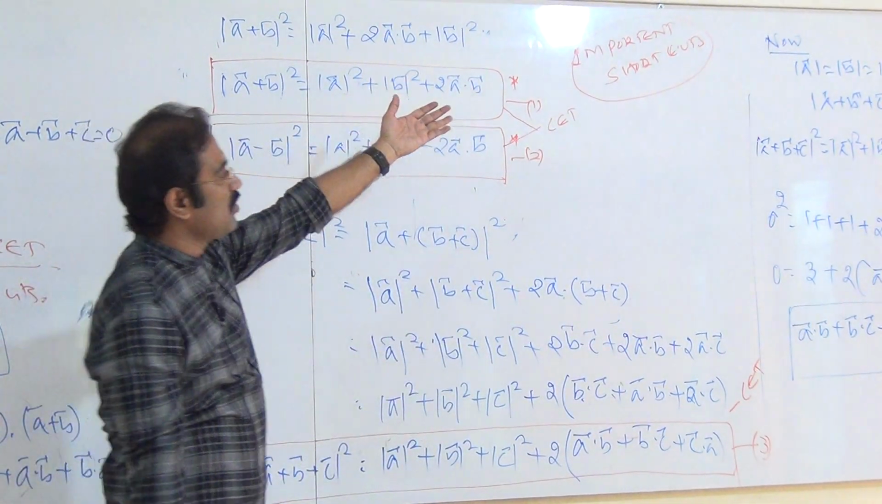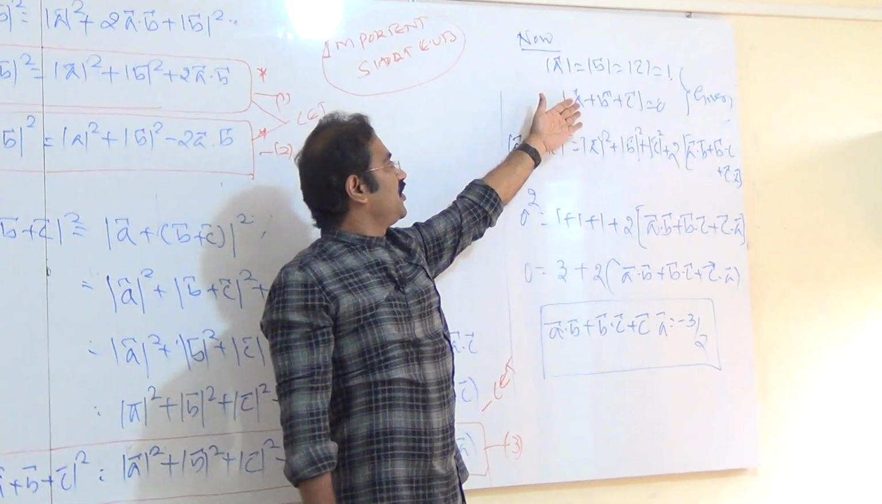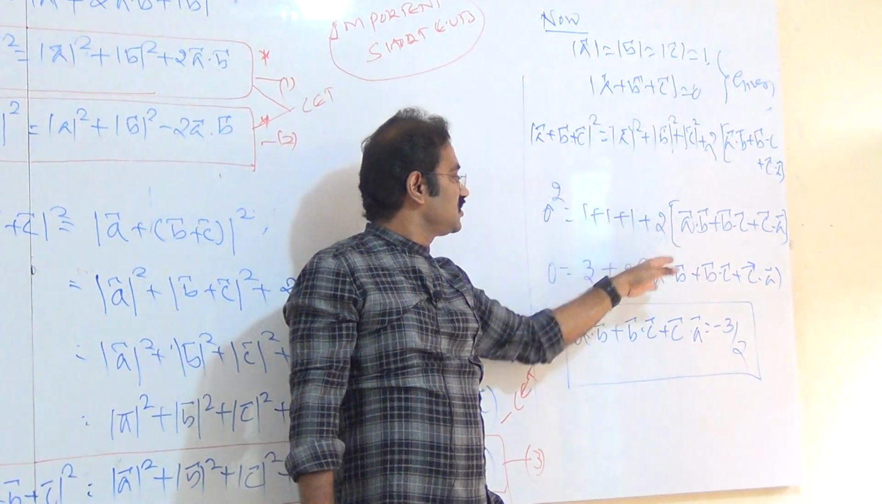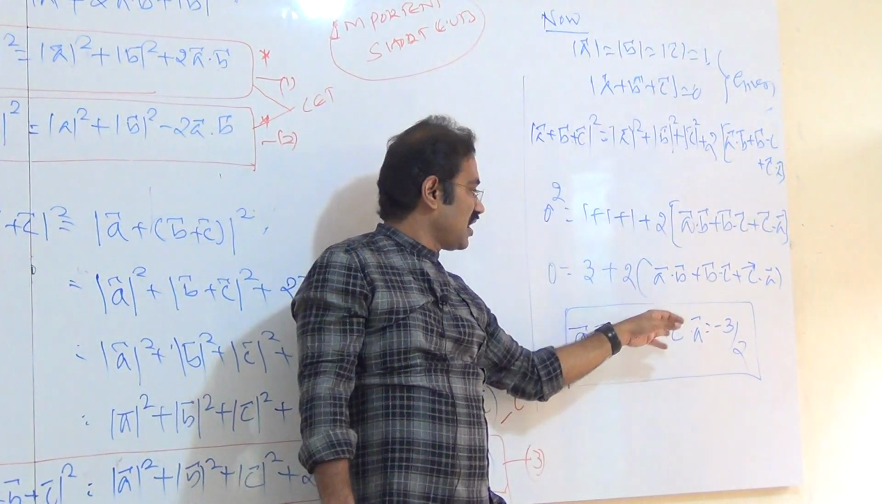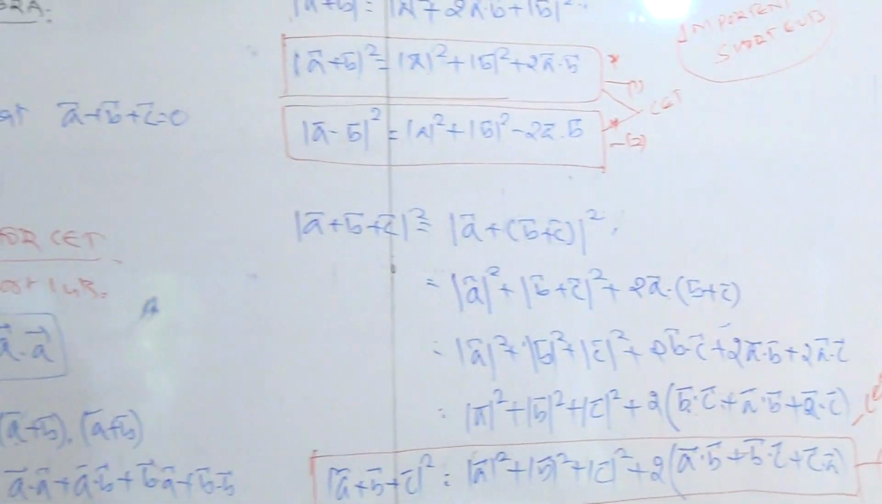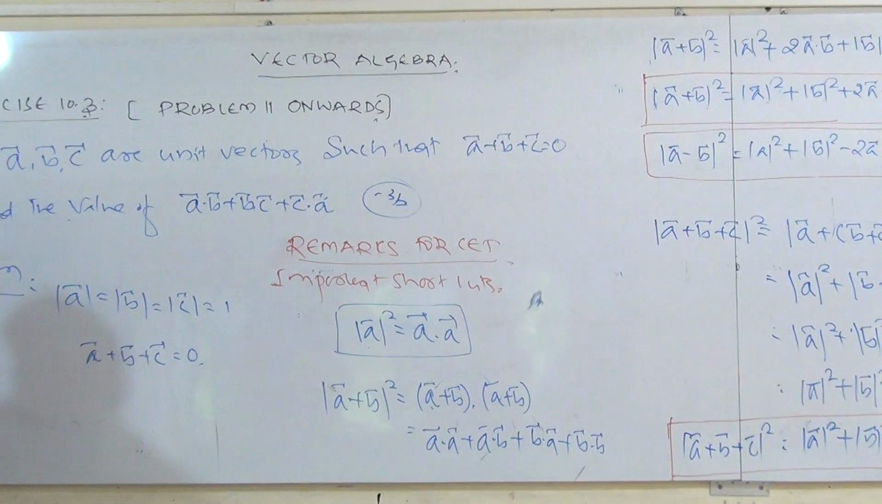Now our main problem: it is given that they are unit vectors. Unit vectors means magnitude is unity, A plus B plus C equal to 0. Substitute the values, then 0, 3, and its value is equal to minus 3 by 2. Fine. Write down. Take a note of this.